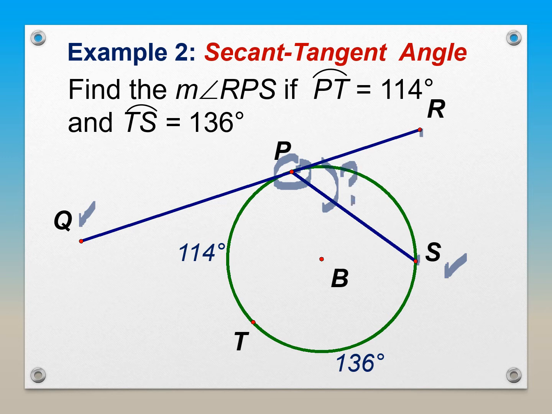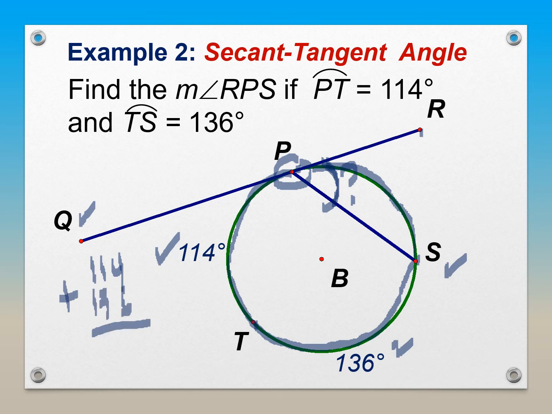The given are arc PT, which is 114 degrees, and arc TS, which is equivalent to 136 degrees. Now we have to look for this angle RPS, so we have to know first the measure of this arc. To look for it, simply add the two given arcs, 114 plus 136, which is equal to 250 degrees.